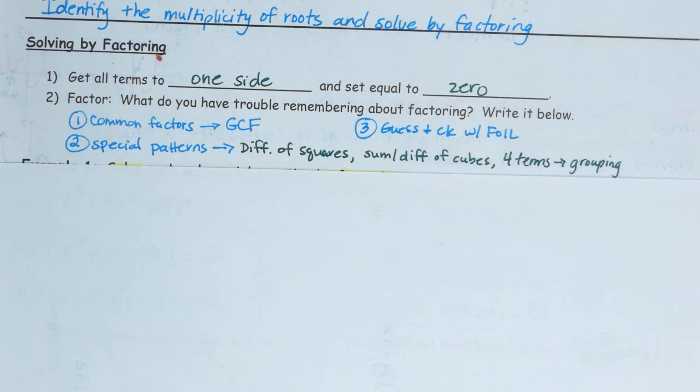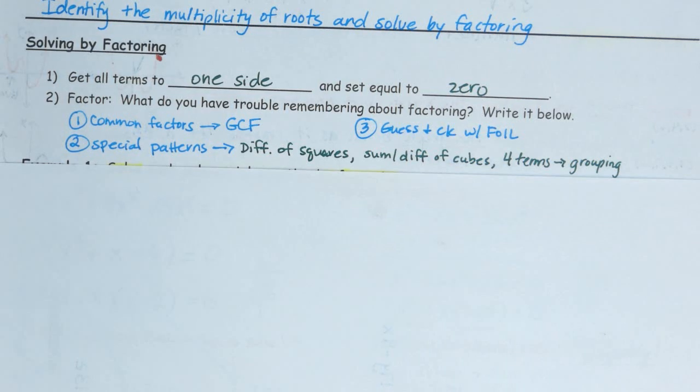Okay, so you take out the common factors, you look for that GCF, you look for those special patterns, the difference of squares, sum and difference of cubes. If there are 4 terms, you group the first 2, group the second 2, look for what they have in common. Okay, if you don't have those special patterns, you are going to be guessing and checking with FOIL. We're going to do a little bit of, well, actually not all of those, but a few of them.